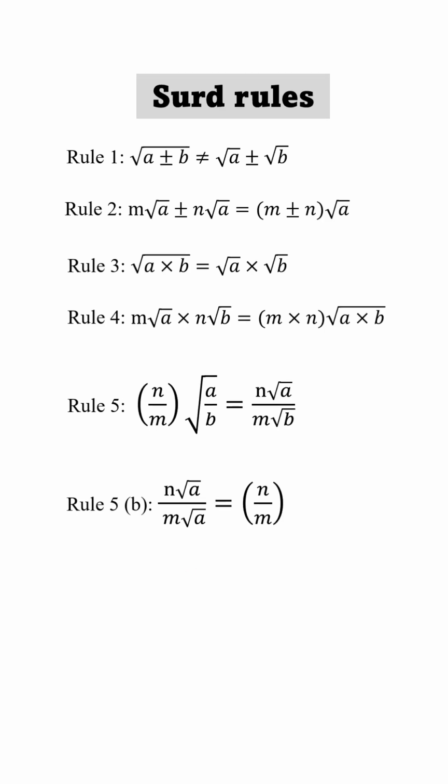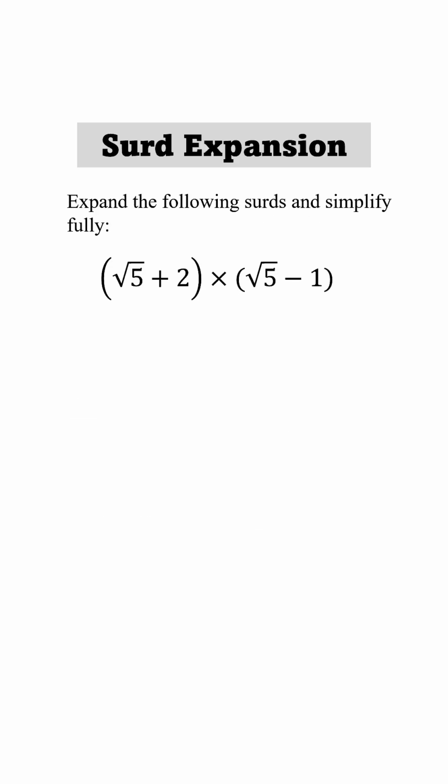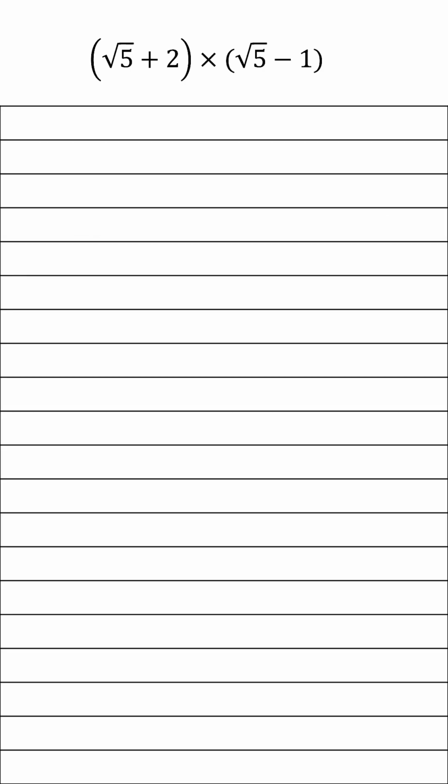Now that we've refreshed the rules, let's apply them step by step. Let's expand the expression root 5 plus 2 multiplied by root 5 minus 1. First, multiply the first terms. Root 5 times root 5 equals 5.